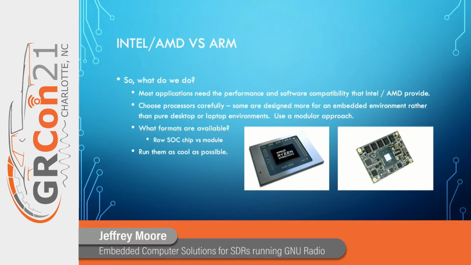Also, when you buy a platform or a processor for an embedded environment, you really have a choice as a designer and as an engineer. You can buy the raw SoC, the system on a chip processor, like you see on the left here. This is an AMD Ryzen embedded processor. Or you can buy that chip mounted on a module. And there are many types of modules. You may have heard of ComExpress or SMART or Q7. You know, there are many different types of standards that modules come in.